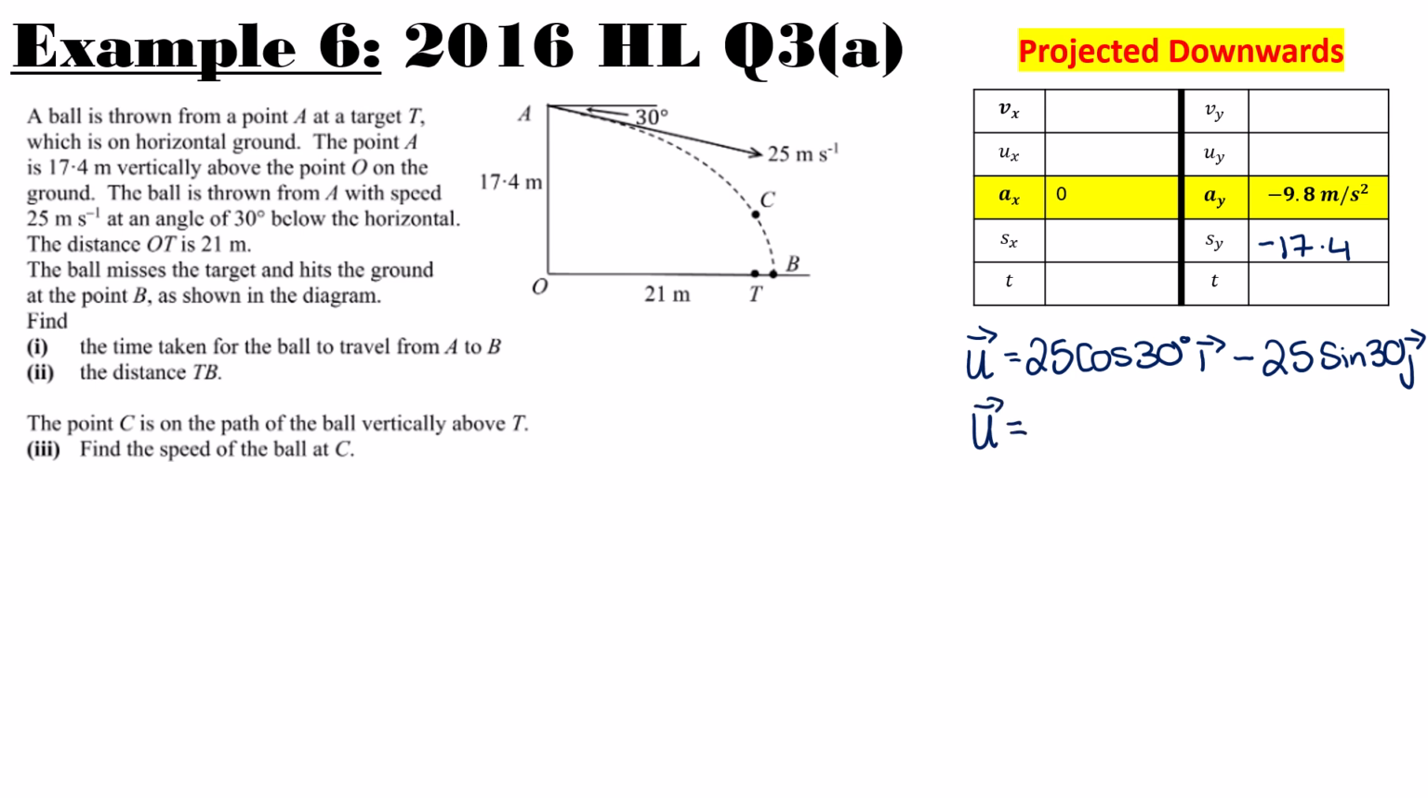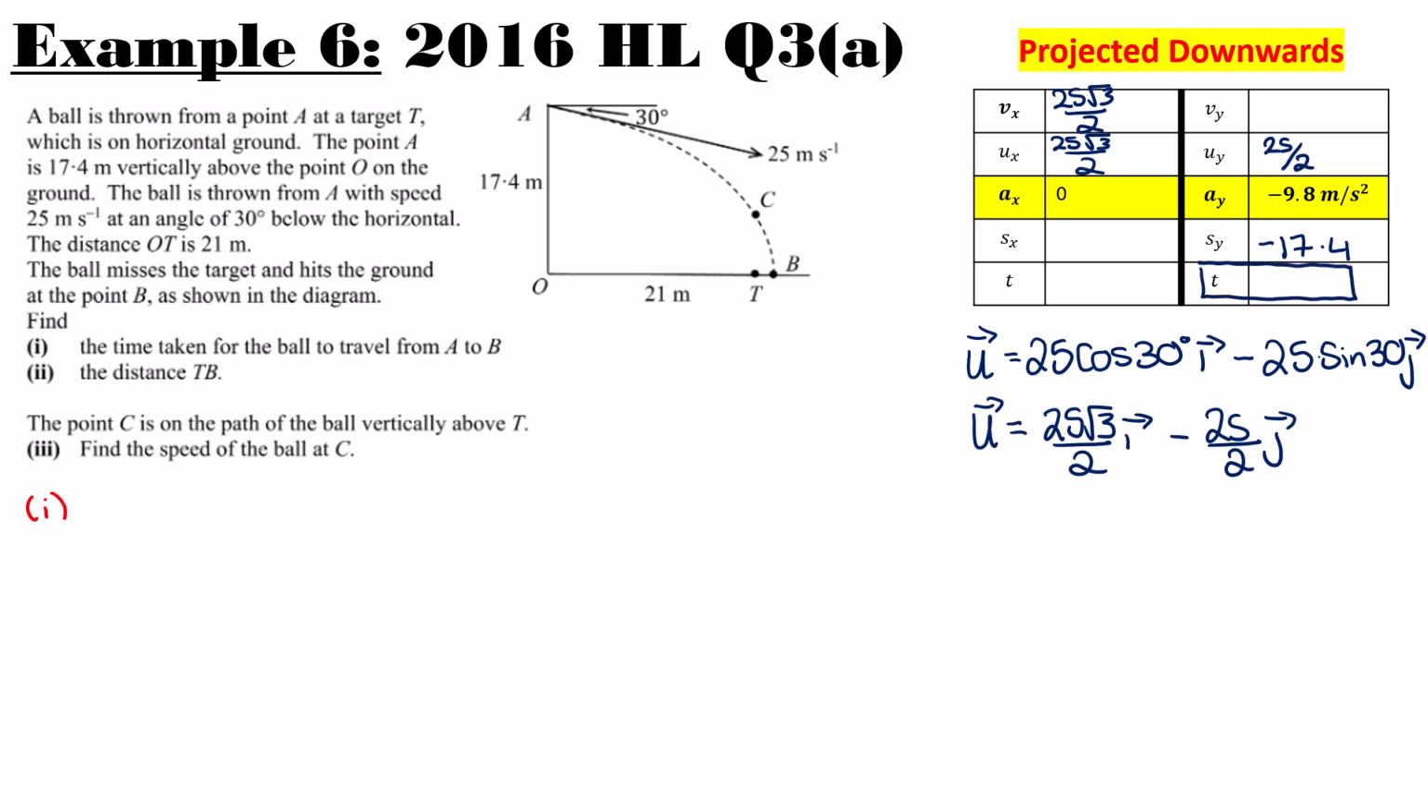So then this gives us 25 root 3 over 2 i minus 25 over 2 j. So that gives me 25 root 3 over 2. This gives me 25 over 2. And this also gives me 25 root 3 over 2. So I'm trying to find the time taken for the ball to travel from A to B. So I'm just going to work in the y direction and figure out t.